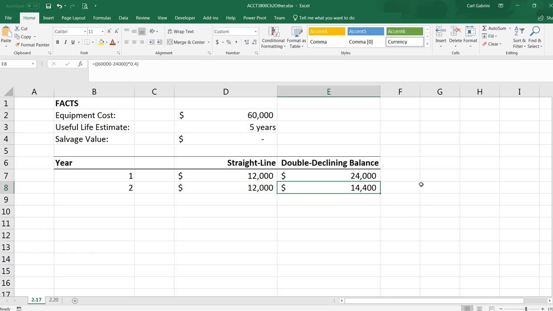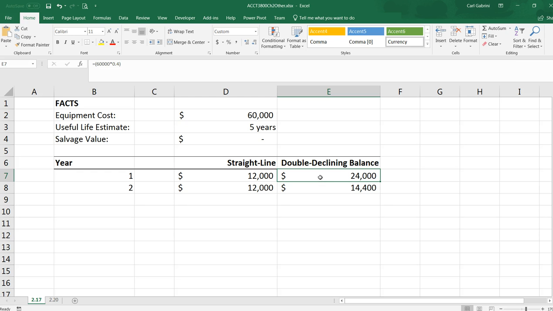So over 2 years using the straight line method, you end up depreciating the asset by $24,000. Using the double declining balance method, the same asset is depreciated $38,400. So you can see that under the double declining balance method, more depreciation is taken out in the first 2 years than under the straight line method. This will reverse as you move forward through years 3, 4, and 5.